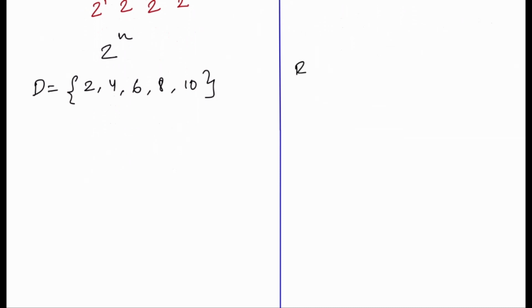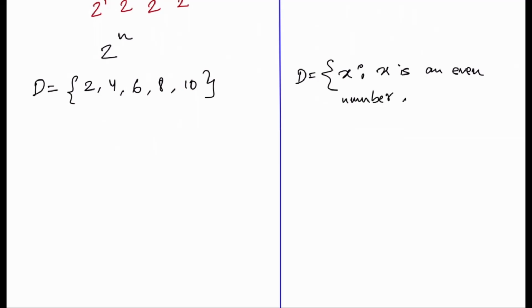How can we write this? Let's say set D. Now let x be an element of D such that x is an even number. Because x is an element of D, and we can see every element of D is an even number, so we have to write that x is an even number.